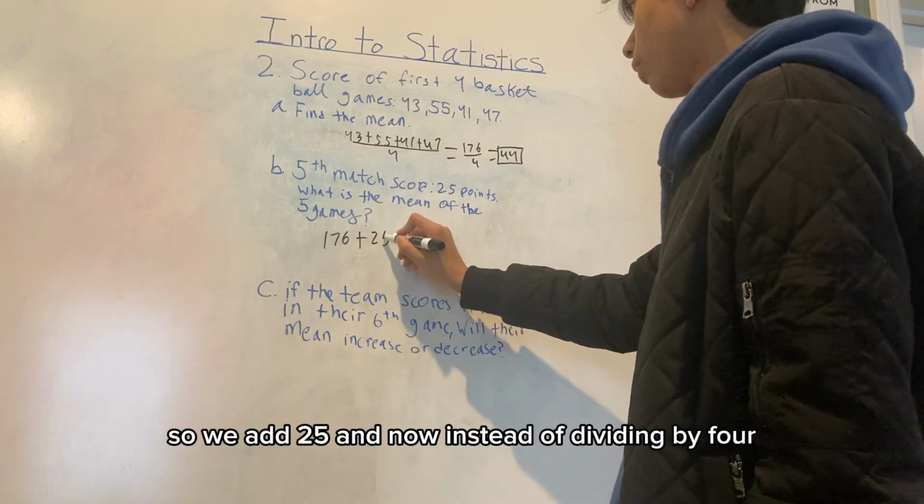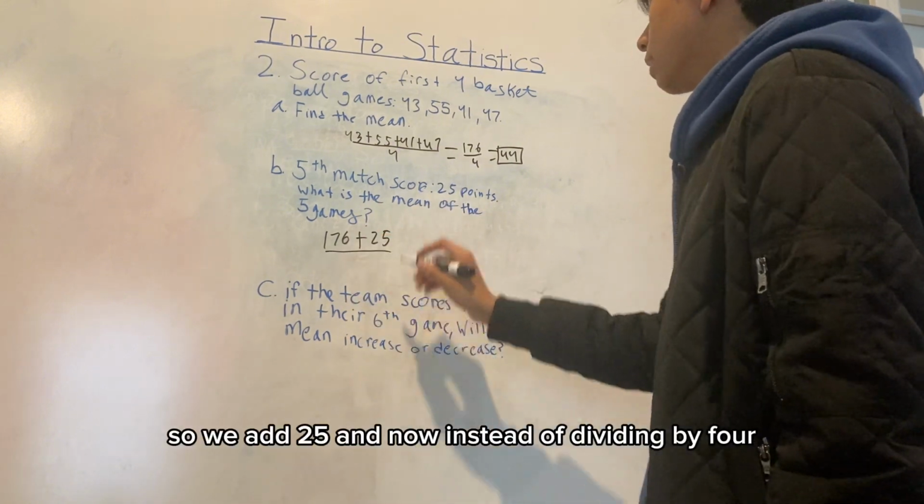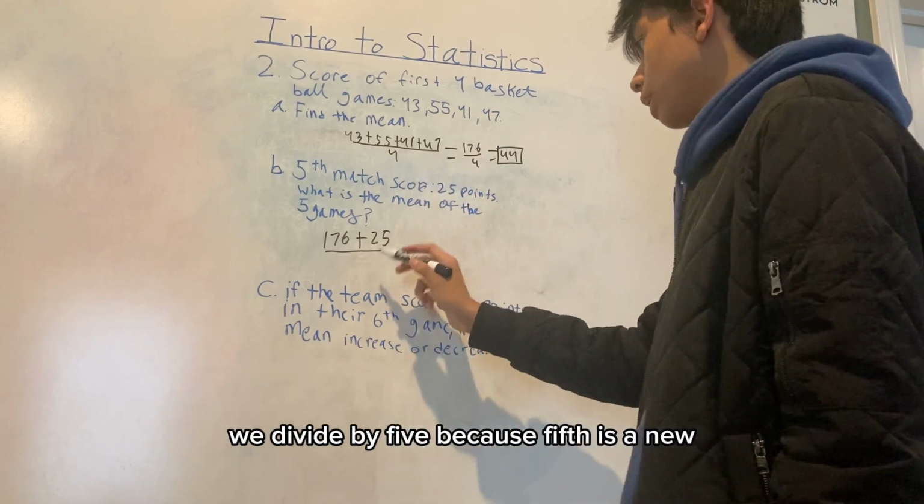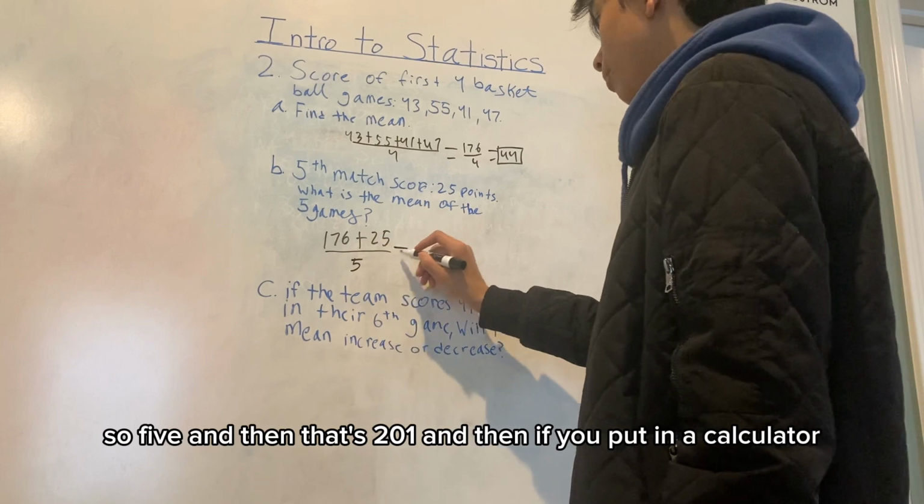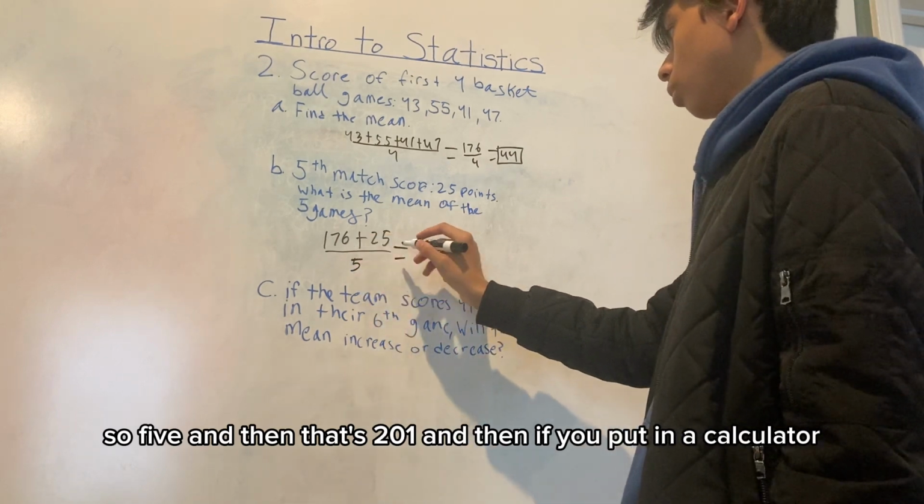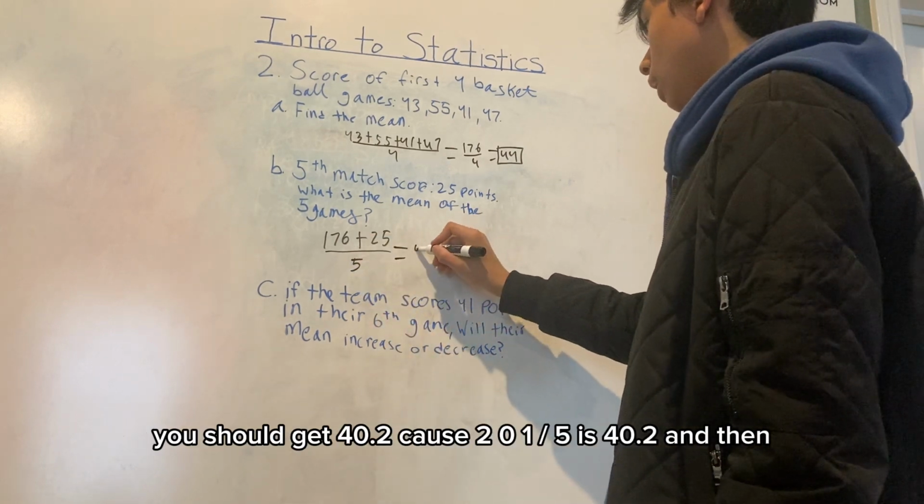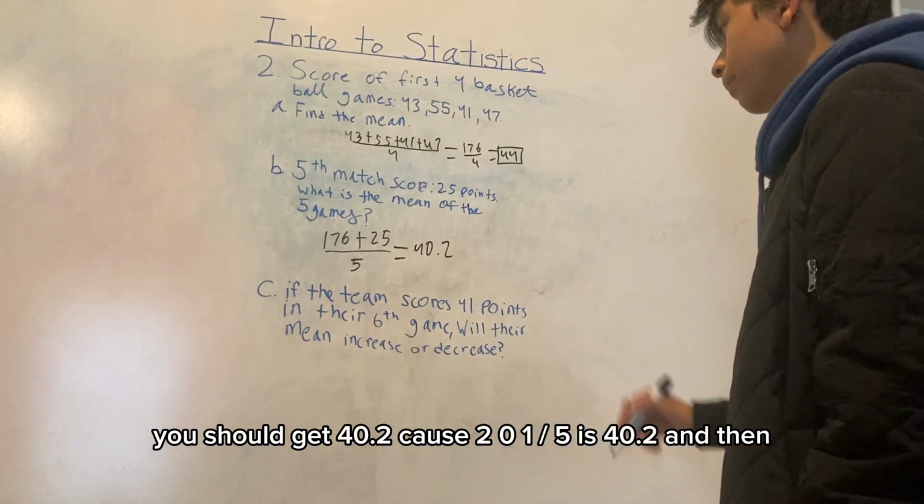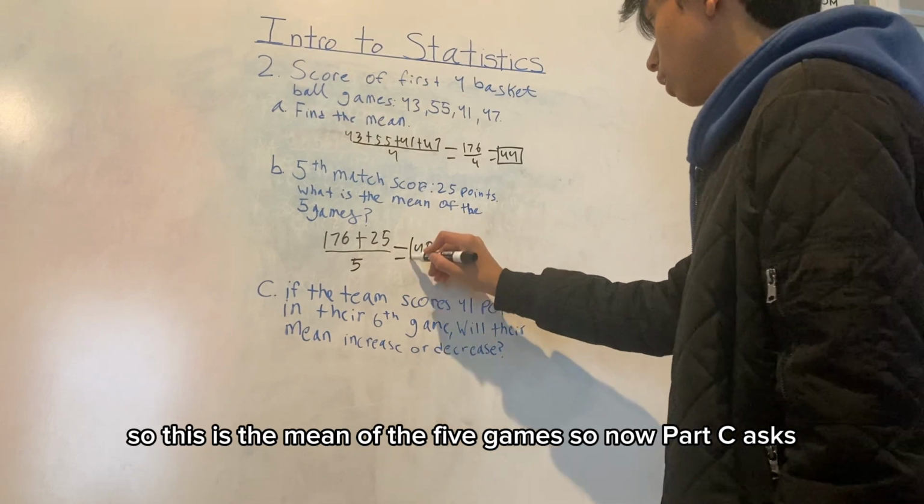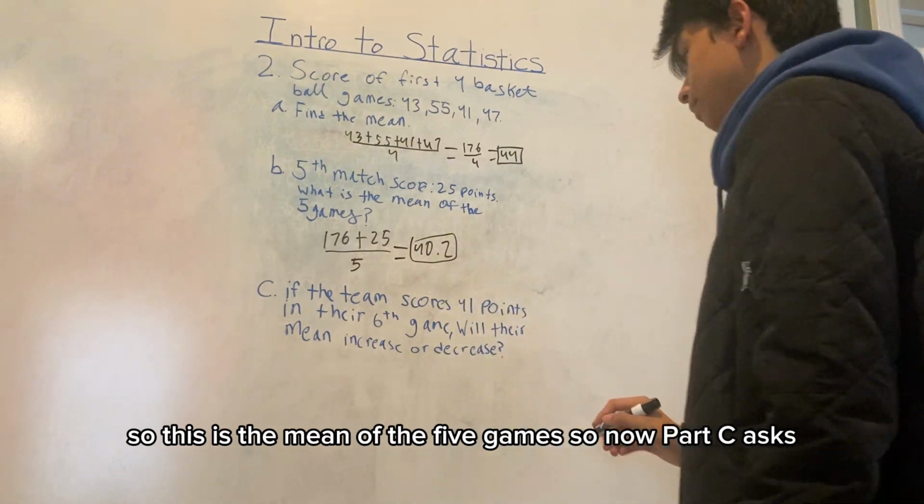So we add 25. And now, instead of dividing by 4, we divide by 5, because the 5th game. So that's 201, and then if you put it in a calculator, you should get 40.2, because 201 divided by 5 is 40.2. And so this is the mean of the 5 games.